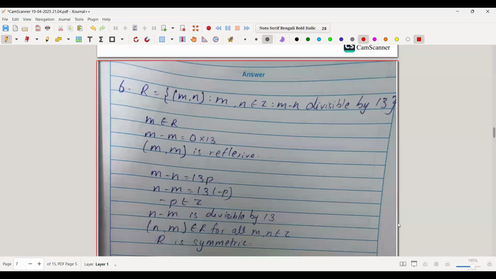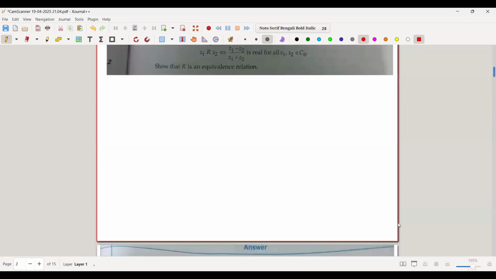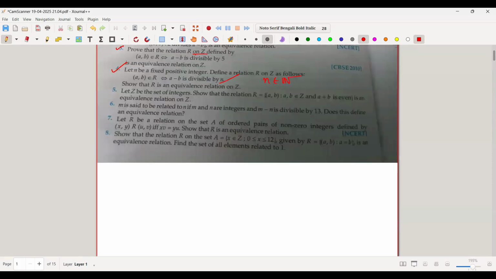Because you have to prove that R is an equivalence relation. They have asked to prove R is an equivalence relation. If you prove R is reflexive, symmetric, and transitive, then you have to write that because R is reflexive, symmetric, transitive, hence it is an equivalence relation. Question number 6.